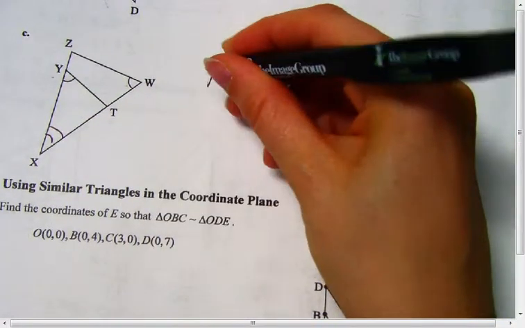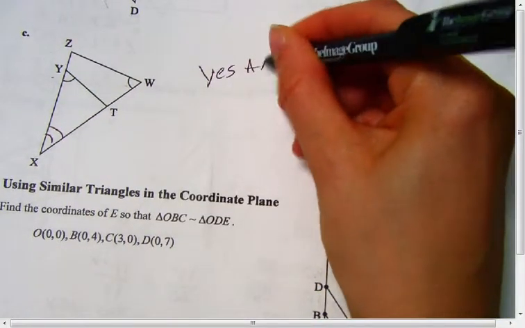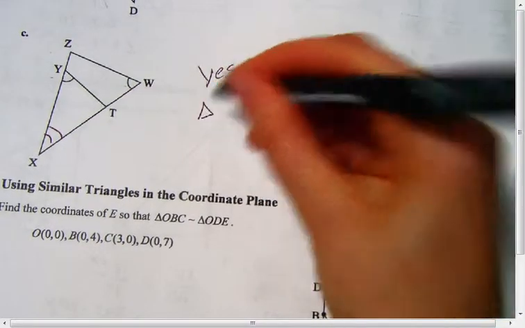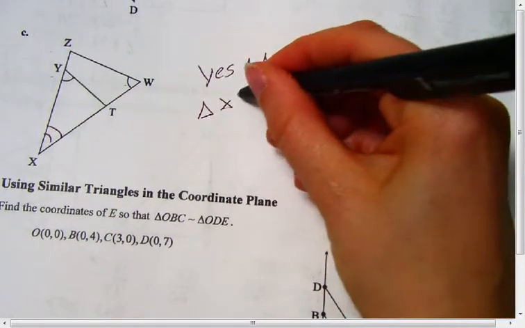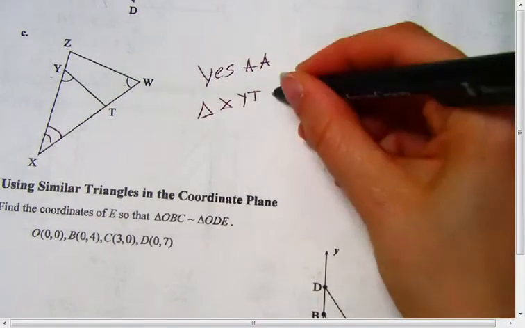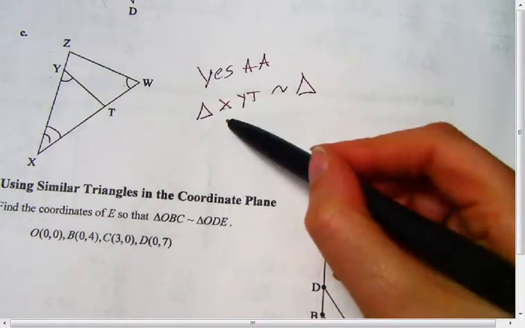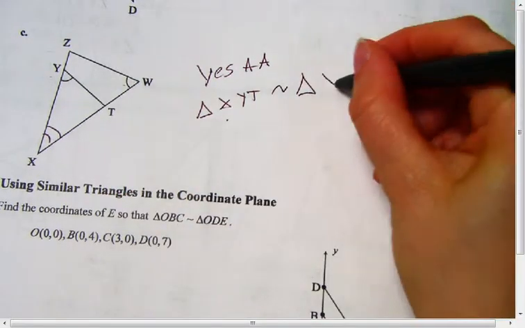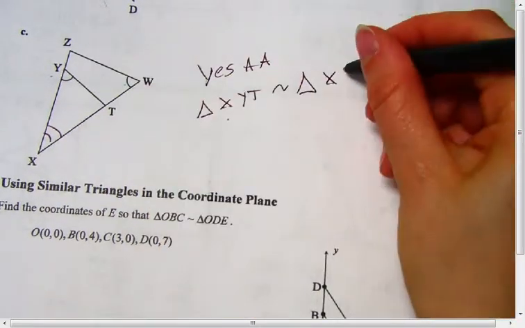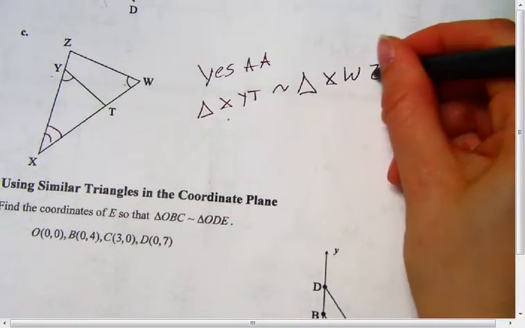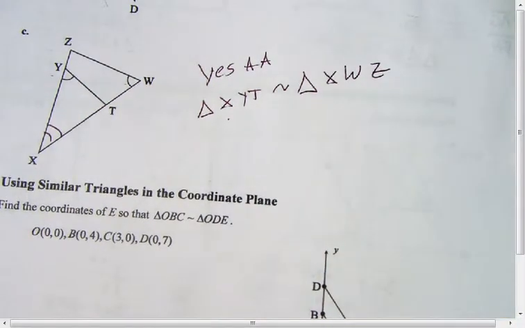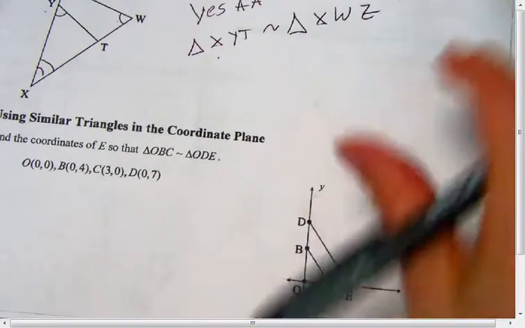It'd be great. So we're going to say yes it is by angle, angle. And triangle XYT is similar to triangle. Which one goes with X? X, right? Y goes with W, and then Z has to go with T. Okay, last one here at the bottom, and then we'll look at our other notes.